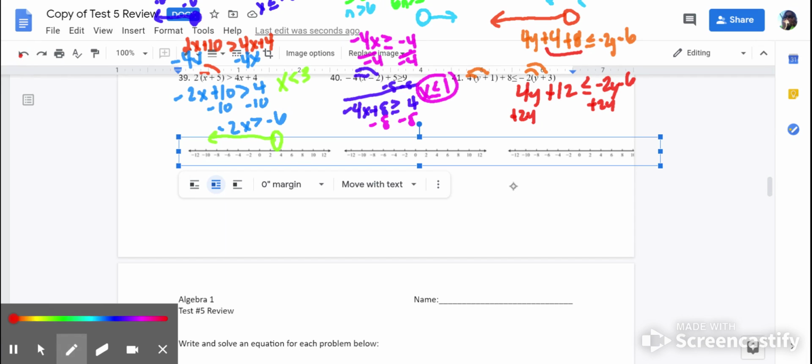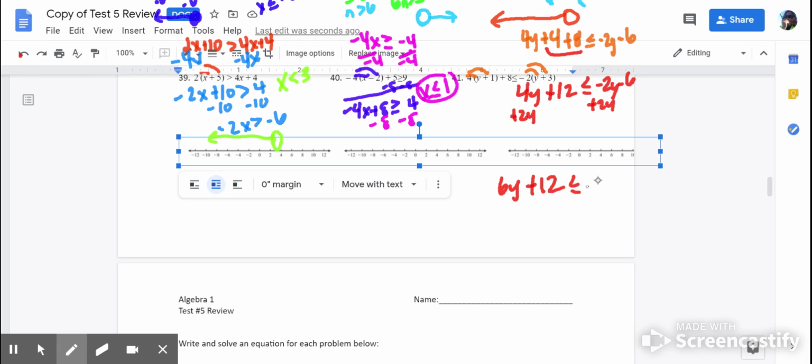I'll get 6y plus 12 is less than or equal to negative 6. Then I want to subtract 12 from each side, so 6y will be less than or equal to negative 18. Divide each side by 6. I don't have to worry about flipping my sign because 6 is positive, so y is less than or equal to negative 3. Come out to negative 3, this will be a closed dot, and it'll move to the left because we are less than.